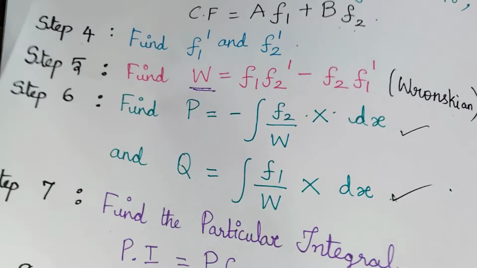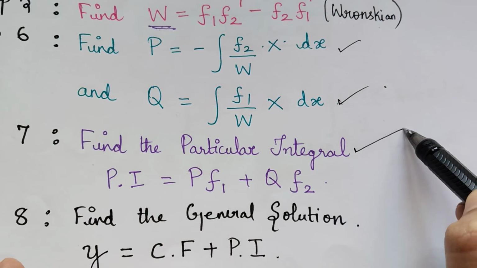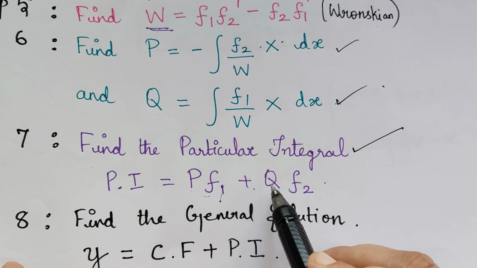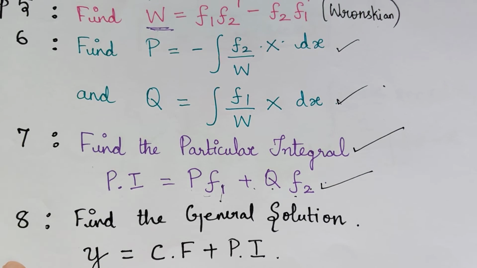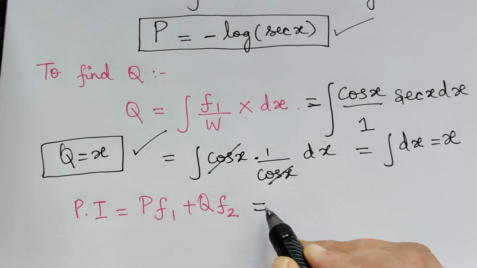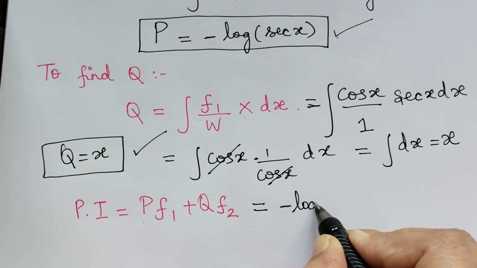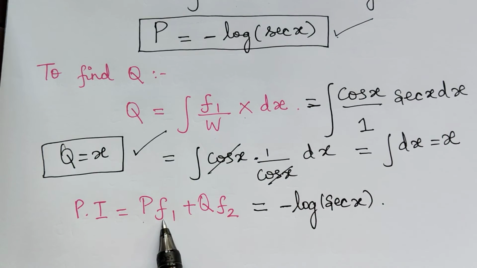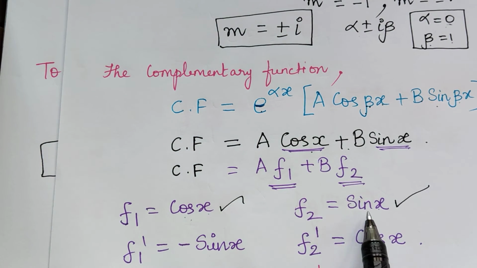So from the procedure, after finding the value of P and Q, we have to find the particular integral, which is given by capital P multiplied with f1 plus capital Q multiplied with f2. So let us write this. So we have written that, and so that is equal to, what is capital P? It is here, minus log of secant x, and this has to be multiplied with f1. What is f1 in our problem? f1 is cos x, f2 is sin x.